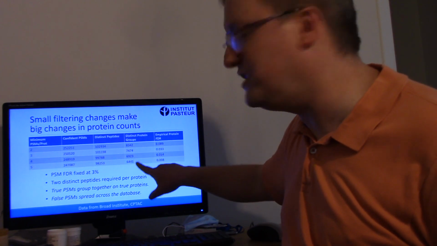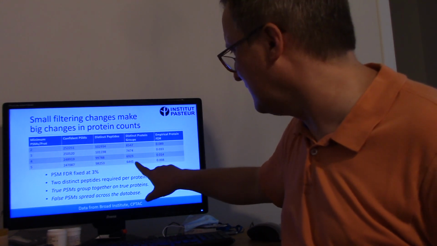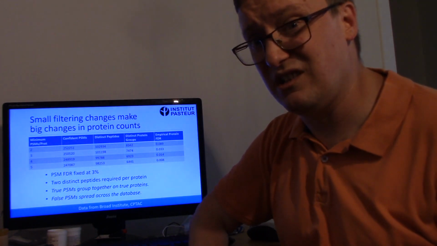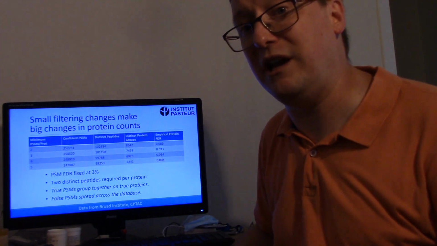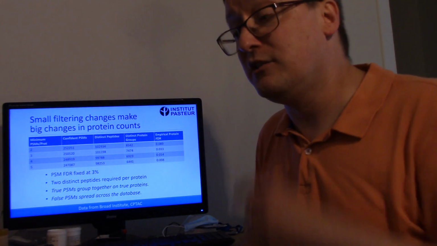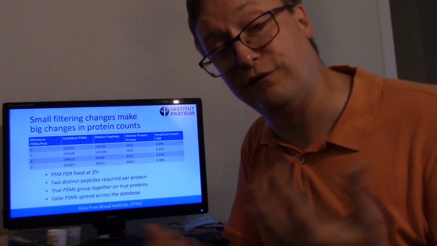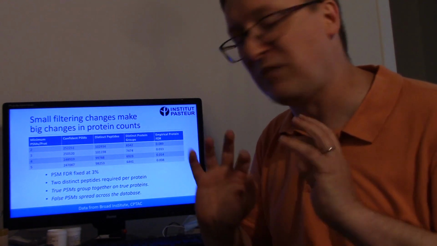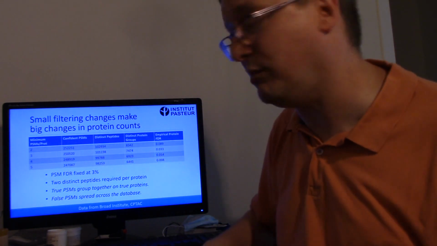But the number of proteins that we claim has dropped all the way from 8.3 thousand to 6.4 thousand. It's a huge fall. And yet the protein false discovery rate got a lot better. So we frequently see that very small perturbations in how we filter peptide spectrum matches lead to huge changes in how many different proteins we claim are present in our data.